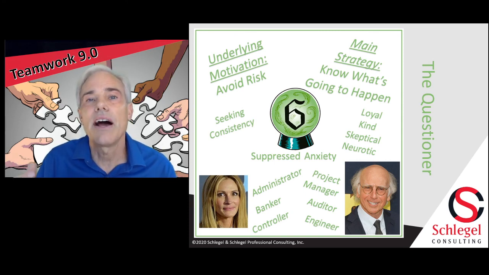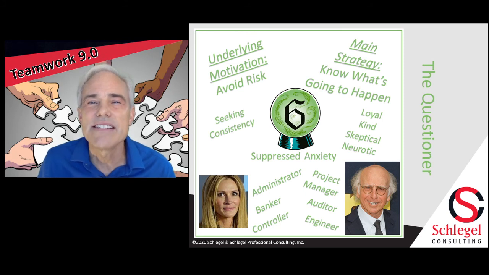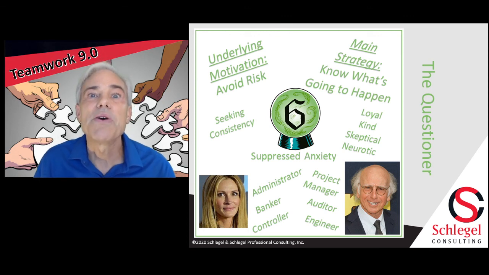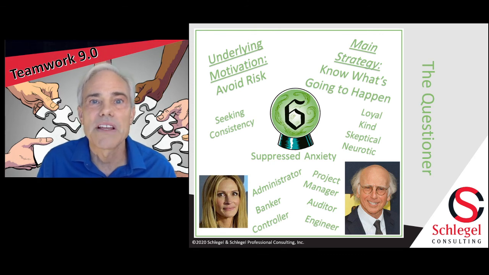And the other thing is, because they have this deep-seated anxiety in them, they can at times tend to have somewhat neurotic behaviors. And so those can come out, and I think that Julia Roberts plays a lot of type 6 roles in her work, and then also Larry David exemplifies the type 6.